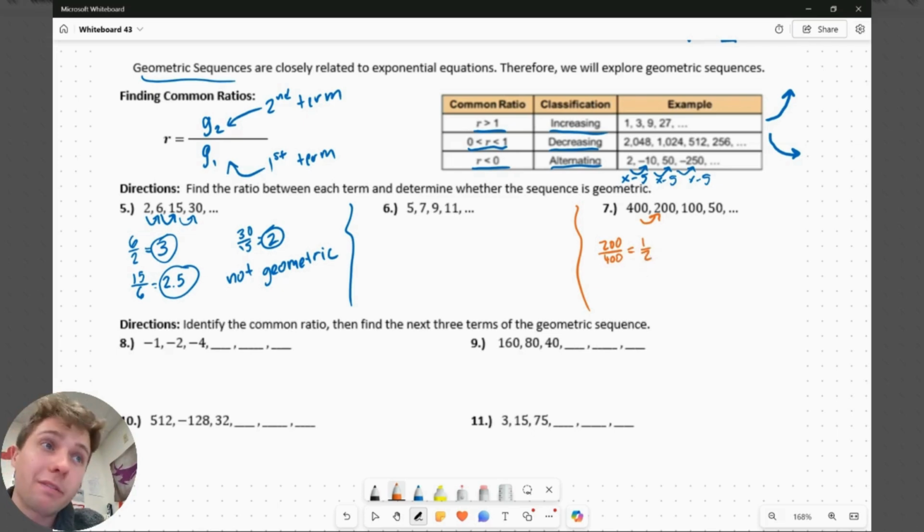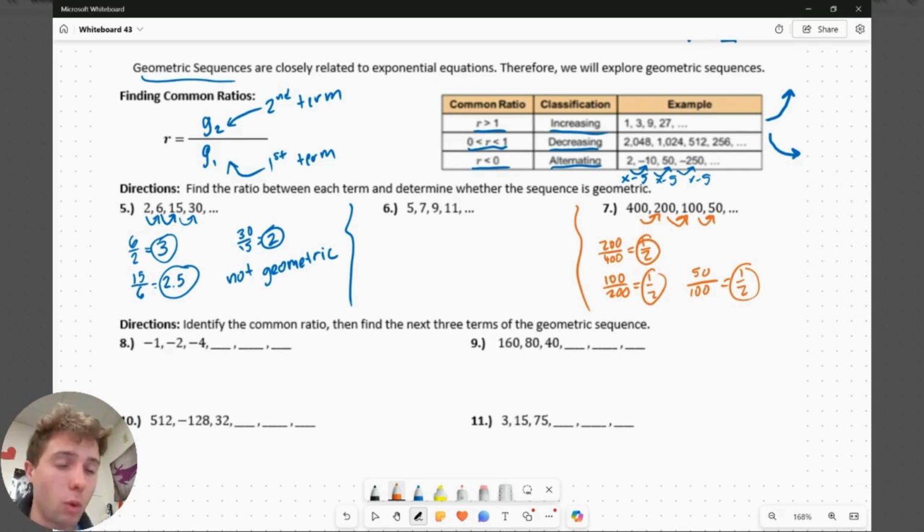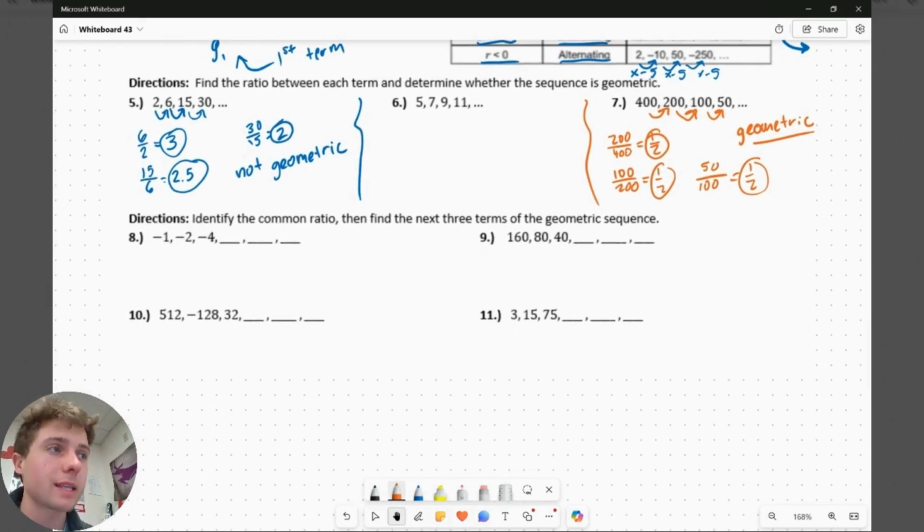You might call this 0.5 instead of 1/2. Those are equivalent. Check the ratio between 100 and 200. Check the ratio between 50 and 100 as well. Notice all three of these ratios, whether it's 1/2 or 0.5, they end up being the exact same. That tells us this is a geometric sequence. Geometric sequences have a common ratio. You would multiply by the same thing when you go term to term. That's what this division tells us.